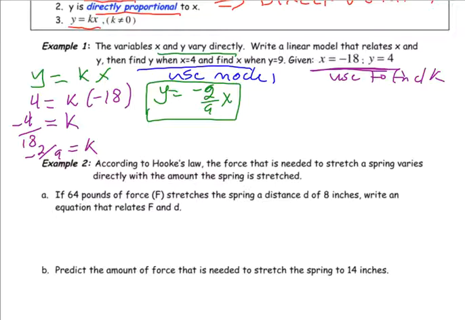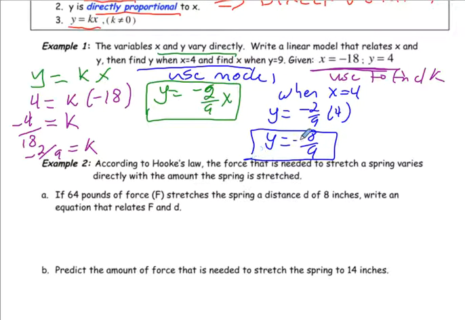So we're going to find y when x equals 4. When x equals 4, we substitute in here. So y is equal to negative 2/9 times 4. That gives us y is equal to negative 8/9. And that's when x is equal to 4.